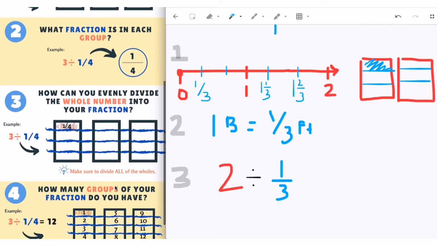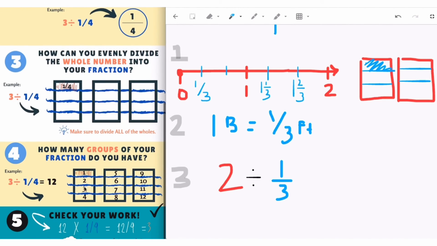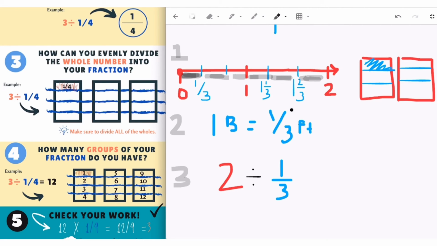Now step number 4. How many groups of my fraction do I have? Well, I know that if I use this part of the string, I can make one bracelet because I need 1/3 foot of string to make one bracelet. So think to yourself, how many bracelets could you make using the whole string? Well, I'm just going to count. So I can make 1, 2, 3, 4, 5, 6. I can make 6 bracelets, so I have 6 groups of 1/3 in 2. So I know that my answer would be 6.